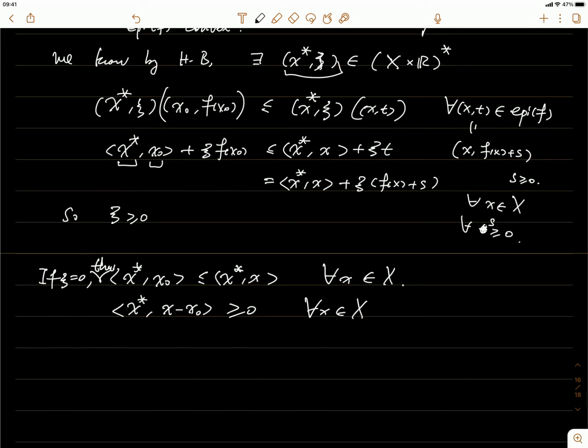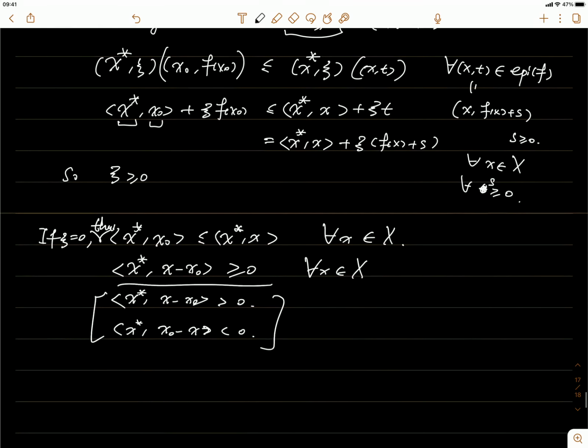And this just means that x star is a zero functional, because if it's non-zero, it cannot make everything greater than zero, right? Because if there exists some x such that this is greater than zero, then we apply this to x naught minus x, you have this less than zero, which is a contradiction to that, since it says that it's greater than or equal to zero for any x.